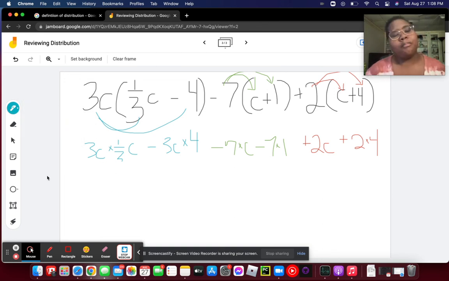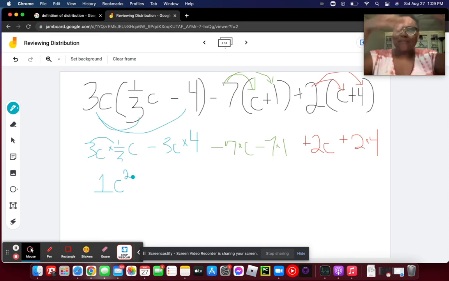All right, for the blue, when we multiply 3c times 1/3 c, multiply the numbers with each other, 3 times 1/3 is 1, and c times c is c squared. C squared, not to be confused with 2c, which is c plus c. Exponents for repeated multiplication, and multiplication for repeated addition. It's a chain of operations.